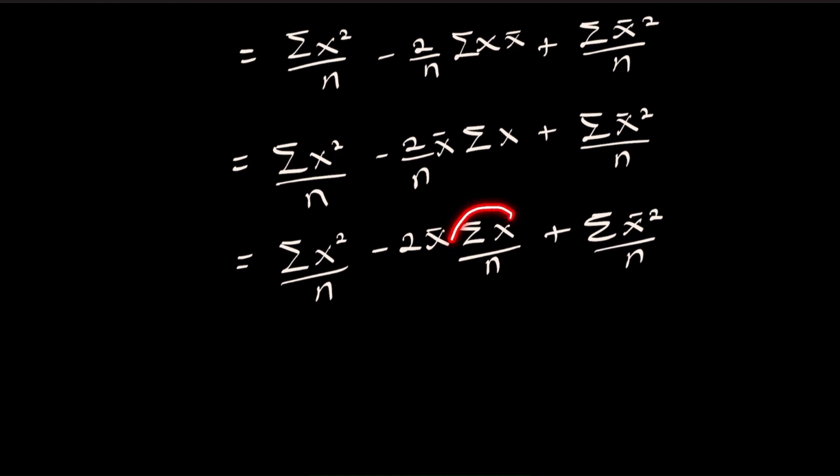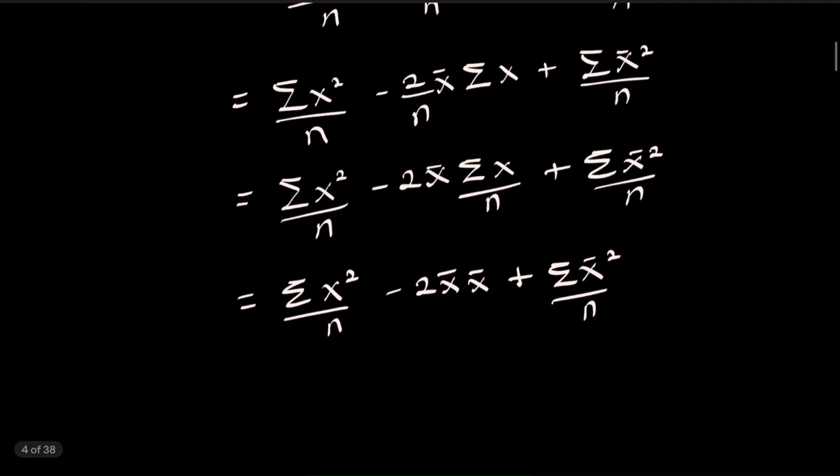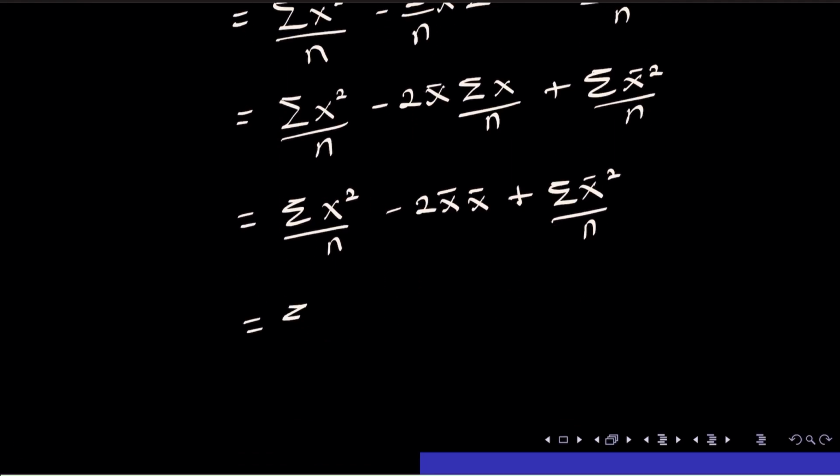Here we should know that summation x on n is the mean, right? So we are going to have summation x squared on n minus 2 times mean, and this is also going to give us the mean, so that will be times the mean again, plus summation mean squared on n. Thus we are going to have summation x squared on n minus 2 mean squared, then plus summation mean squared on n.